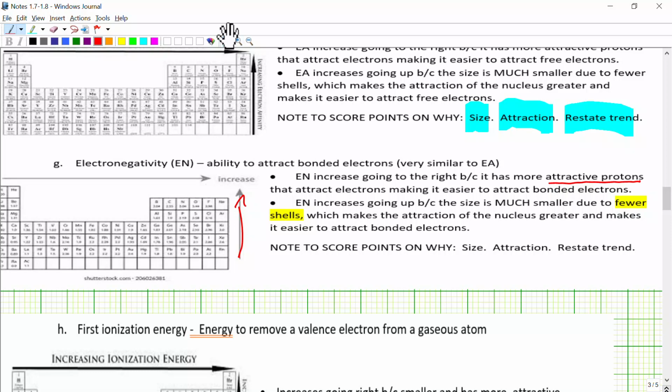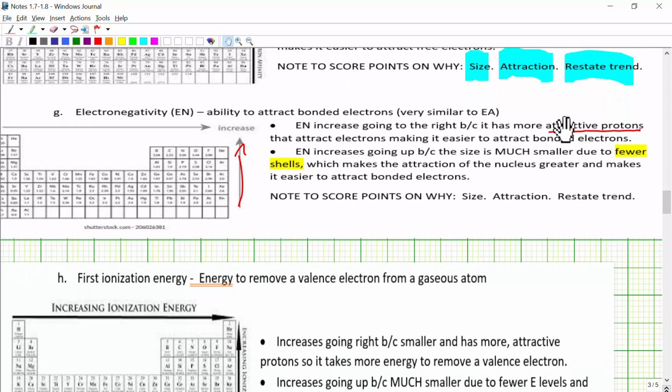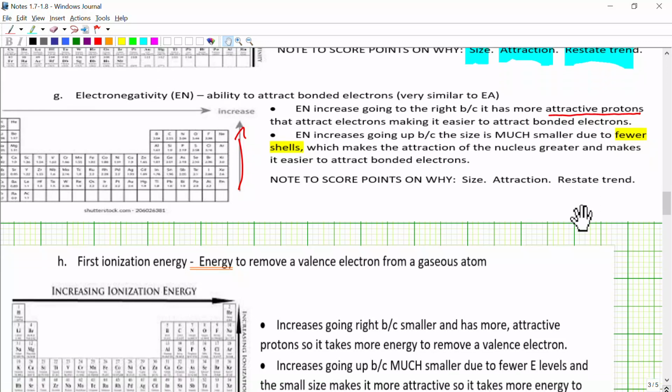So if you see a little honey that you want to be attracted to you, what should you do? Get closer to them or move farther away from them? It's get closer to them, okay? Again, size, attraction, restate the trend.